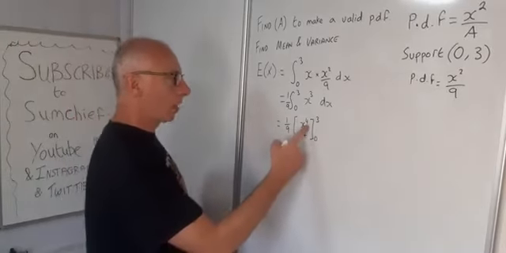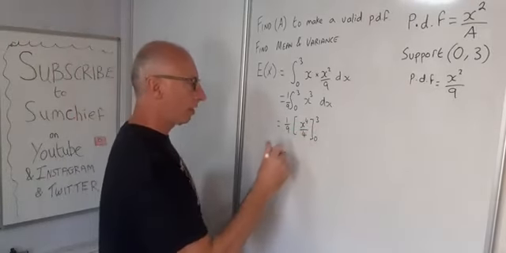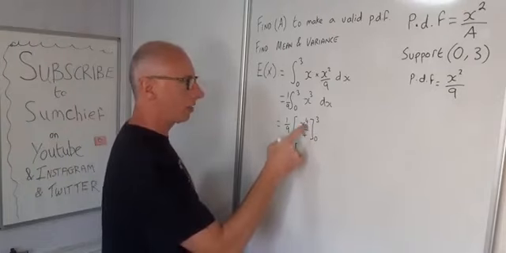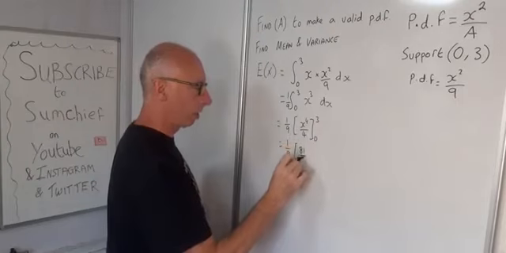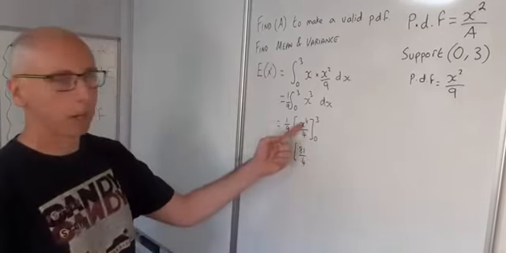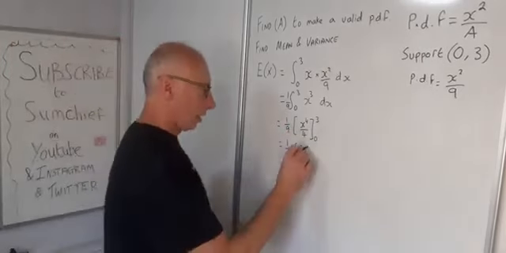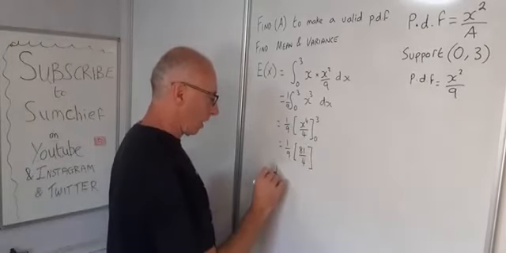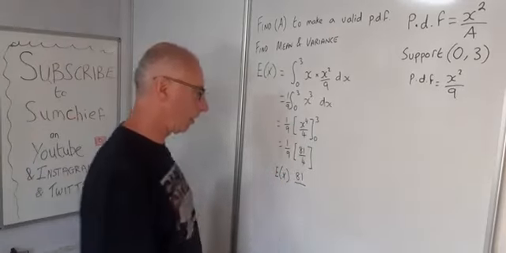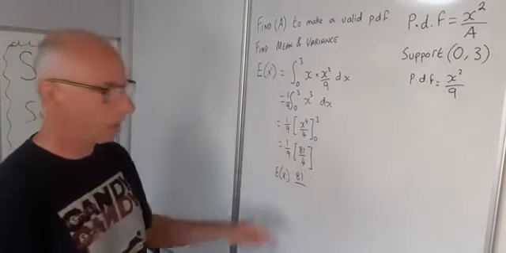Right, so now we plug in our values for x, 3 and 0. So we've got 1 over 9, x to the 4 when x is 3 gives us 81, and then not forgetting to divide by 4, and then when x is 0 we still get 0. So therefore our E of x is 81 over 9 times 4, which is 36.